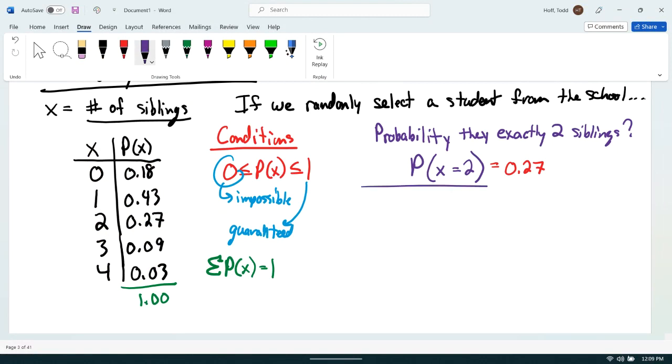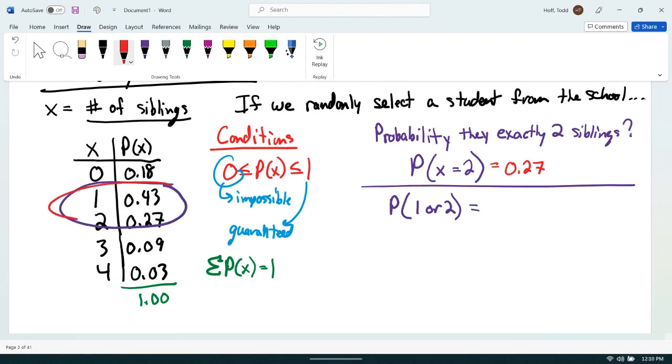What's the probability? I'm going to abbreviate here. Probability that they have 1 or 2 siblings. Again, we read those right off the graph. 1 is 0.43, 2 is 0.27. So we just add those together. 0.43 plus 0.27 equals 0.70.